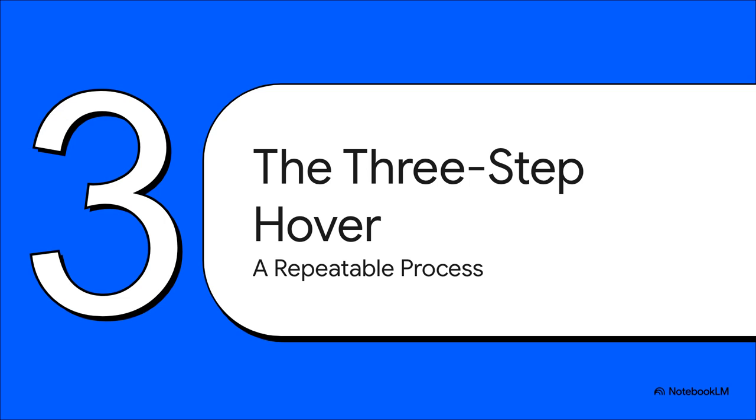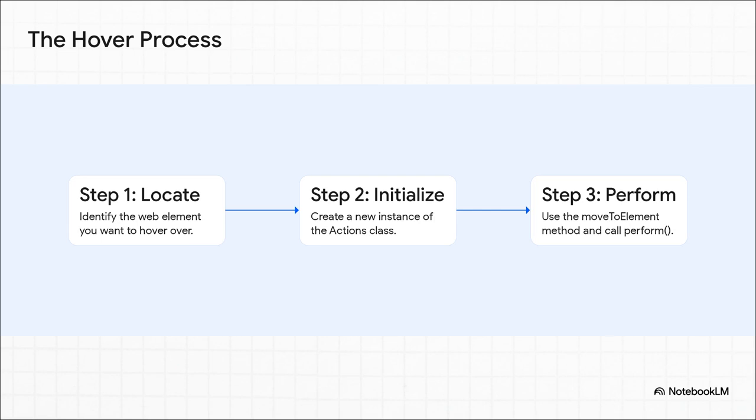It boils down to a really simple, repeatable 3-step process. So first things first, you've got to tell Selenium what to hover over. So you find your element, that electronics category, and you save it. Easy. Step 2, you create a new instance of the Actions class itself, and you feed your WebDriver into it. And then step 3, the finale, is you use that Actions object to build your command, and, this is the important part, you tell it to perform the action.